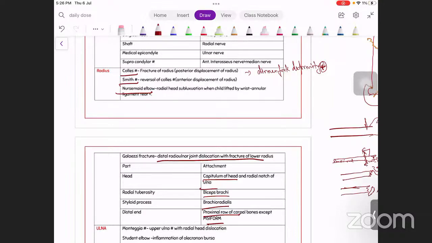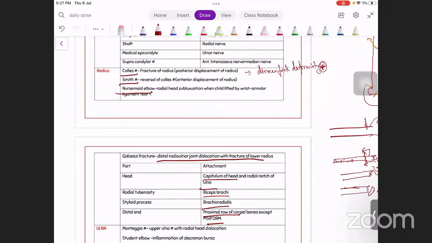What type of deformity may you also see in the Colles fracture? That is your dinner fork deformity. And the reversal of Colles fracture is so called Smith fracture.